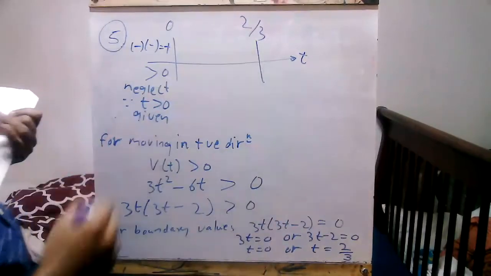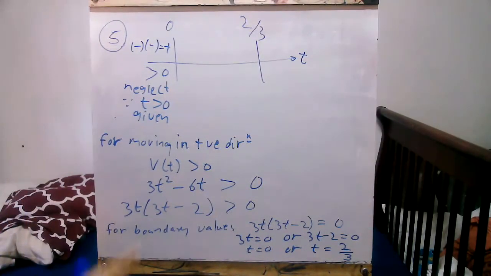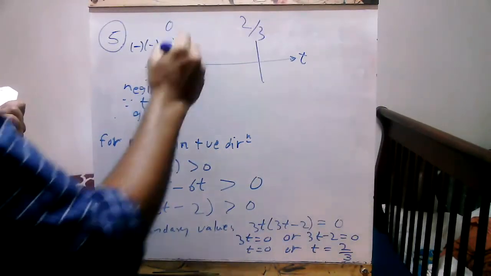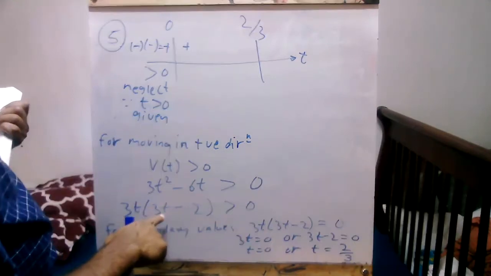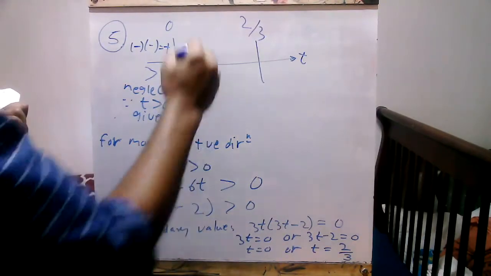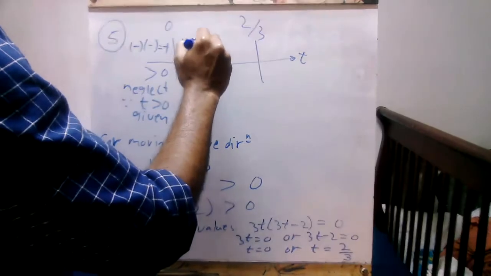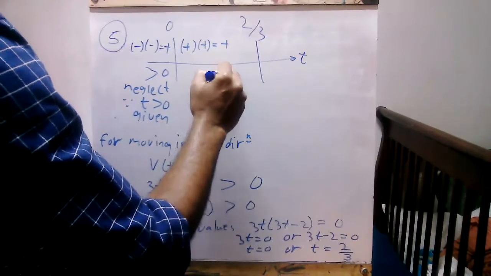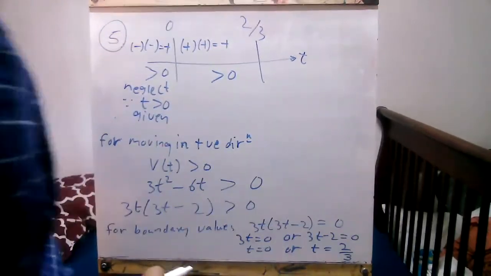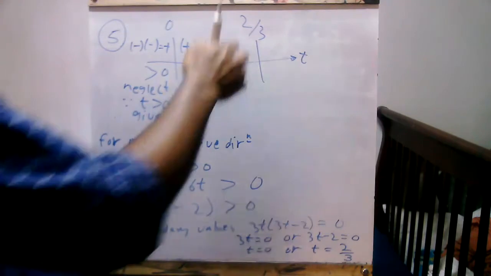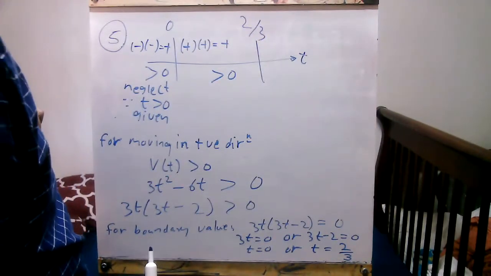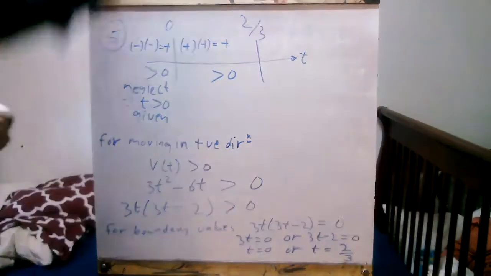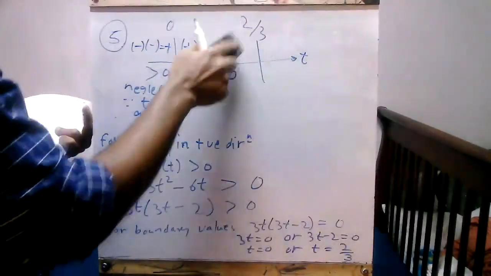Let's see in between. Say let's substitute 1 here. This is positive. When t is 1, 3 minus 2, again that is positive. This is positive, means greater than 0. More than 2 over 3. Wait a minute, we cannot substitute 1 here. 1 is greater than 2 over 3.